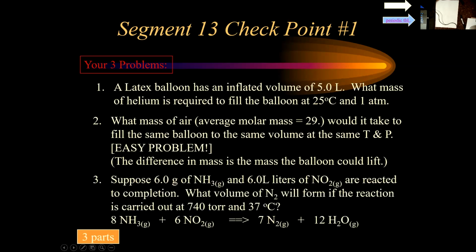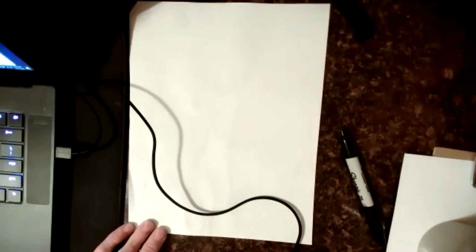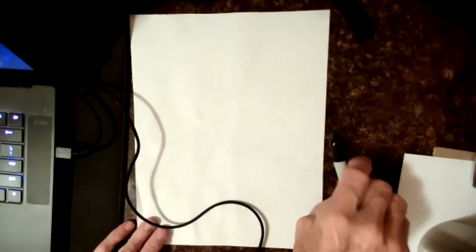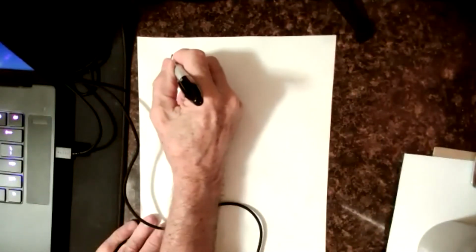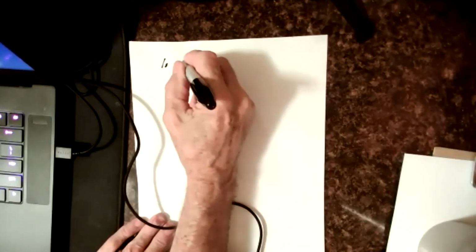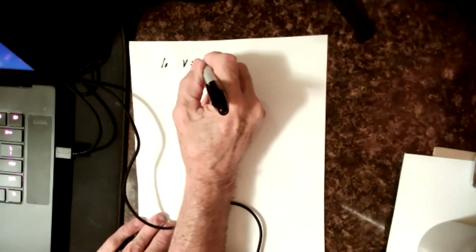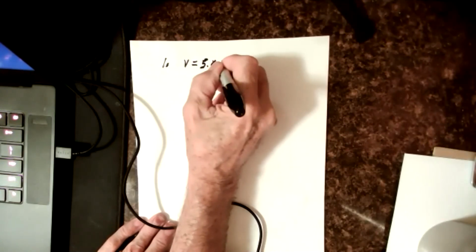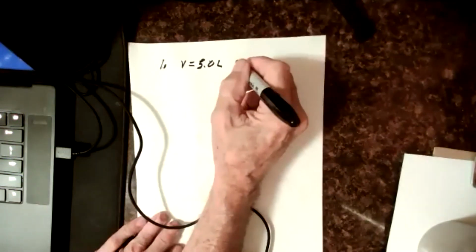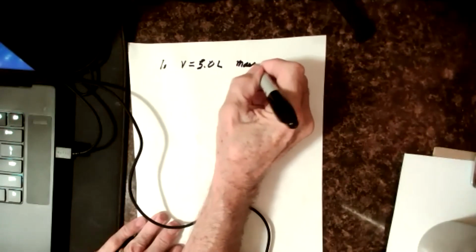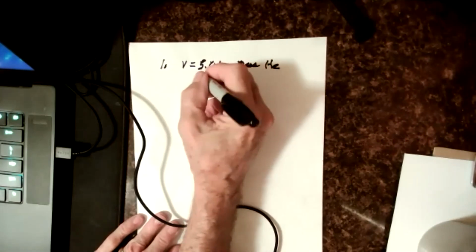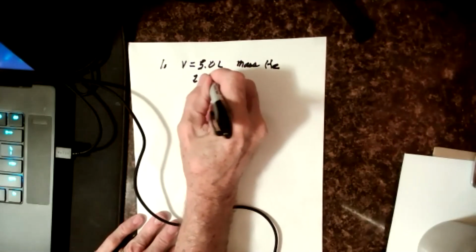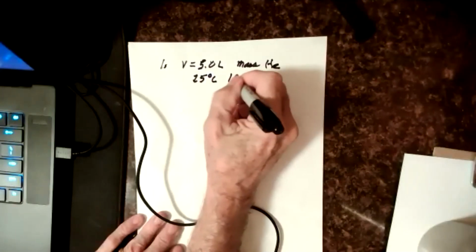Okay, and then here's another problem. So let's take this off and put that where I can see it. Okay, now the number one was the balloon has a volume of 5.0 liters. What mass of helium to fill the balloon at 25 degrees C and 1 atmosphere pressure?